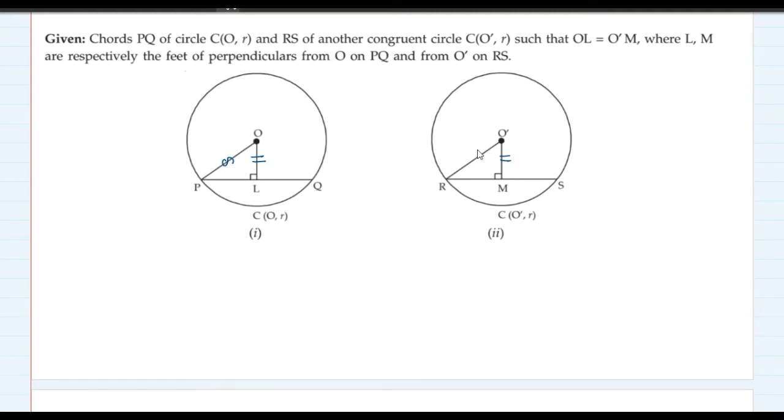And these are two congruent circles, okay? So their radii will be equal. OP is equal to O dash R. You have to prove that these chords are equal. PQ is equal to RS. That's what you need to prove.